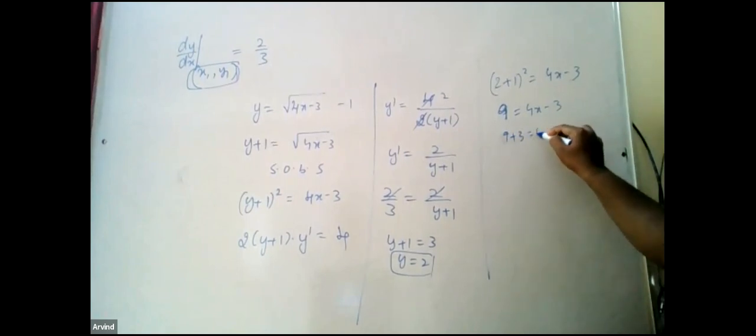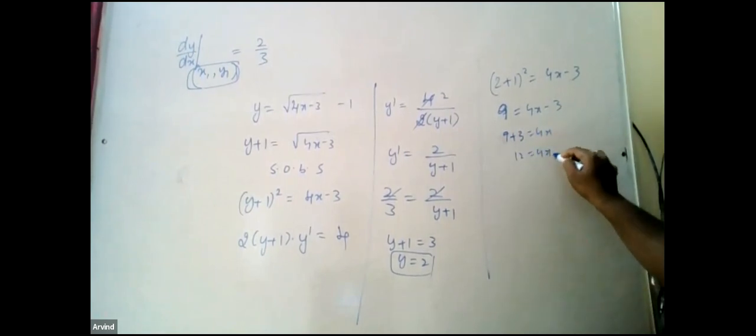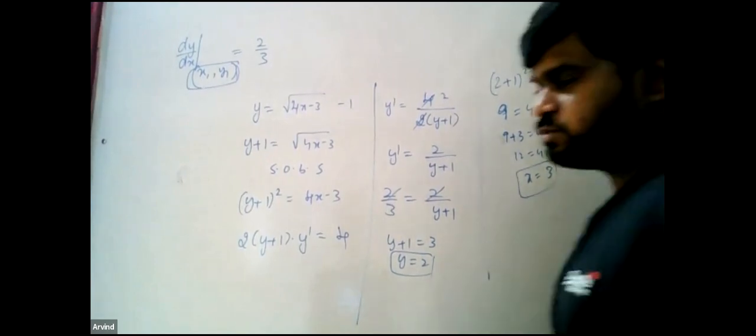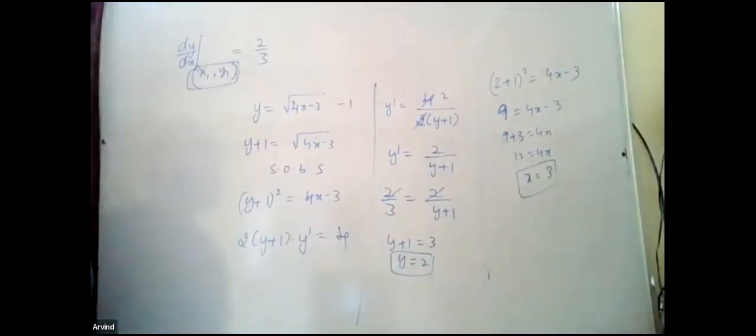9 plus 3 is equal to 4x. 12 is equal to 4x. Therefore 12/4, that is 3. So x value is 3, y value is 2. So ಇಲ್ಲಿ ನಾವು ರಿವರ್ಸ್ ಮಾಡಿದ್ವಿ ಅಷ್ಟೇ.